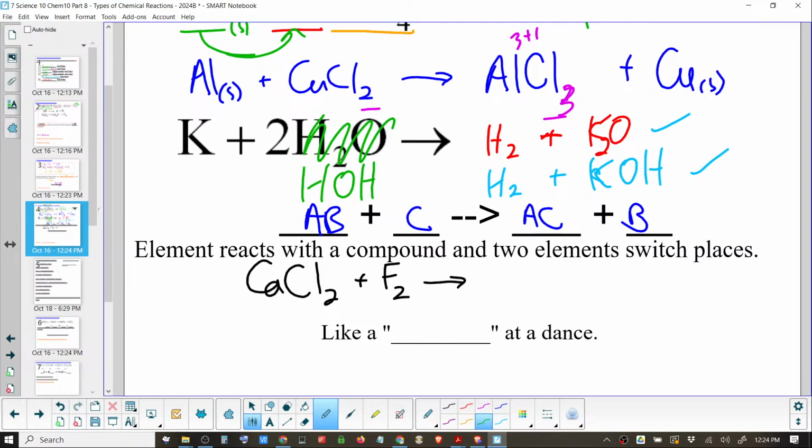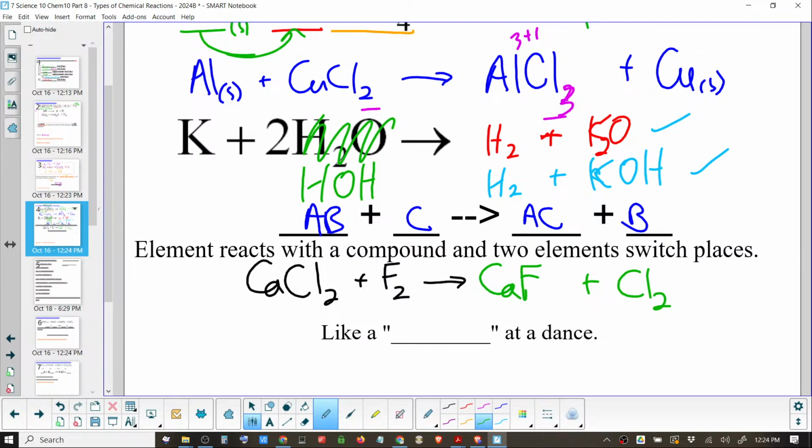So you'll most likely get CaF plus chlorine. And chlorine as a gas, just like F, always dances in pairs. What's the charge in calcium?